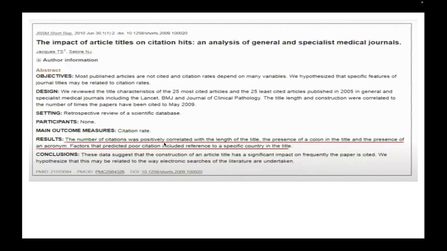The result is that the number of citations was positively correlated with the length of the title, the presence of a colon in a title, and the presence of an acronym. Factors that predict poor citation include references to the specific country in the title. So this is what I was telling you: the presence of a colon helps, but when you increase the length of a title, the citations decrease significantly, and writing a specific country decreases the citations.